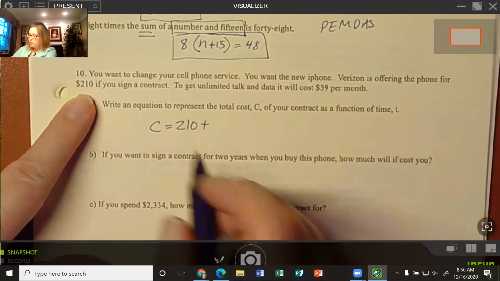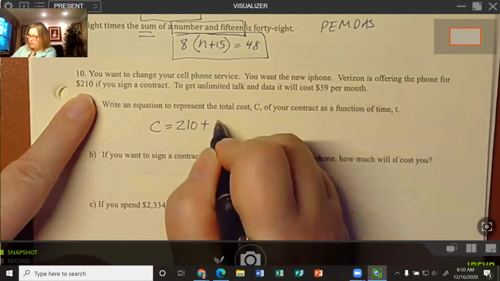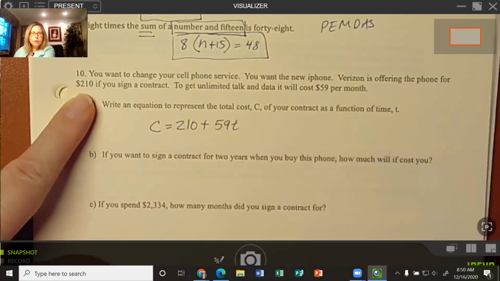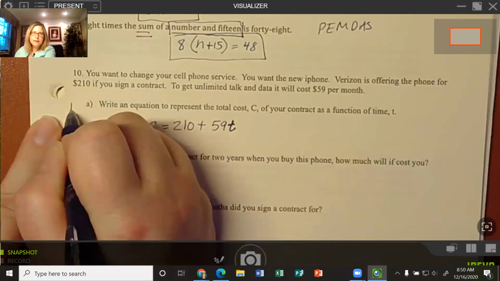So C is equal to 210 plus 59 T. And when we're writing a T in algebra, we like to use the manuscript T because a print T would look like a plus sign.